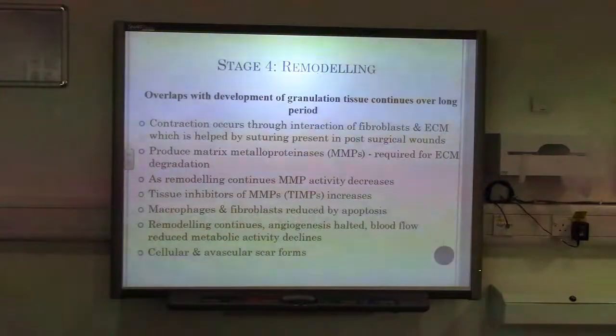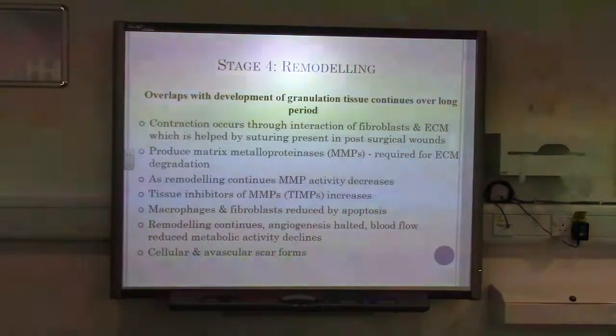So contraction occurs through the interaction of the fibroblasts and the extracellular matrix, which within a primary intention wound is helped by the suturing present, but when there is secondary intention, this process can often take longer and more contraction is required within the wound bed. At this point there are matrix metalloproteases, our MMPs, present, and this is required for the extracellular matrix degradation. So once the extracellular matrix has essentially done its job, then the MMPs are required to remove or degrade that extracellular matrix.